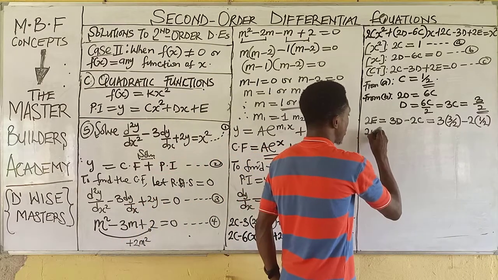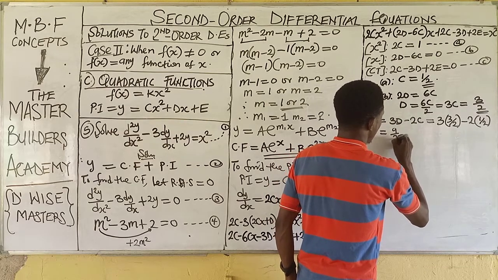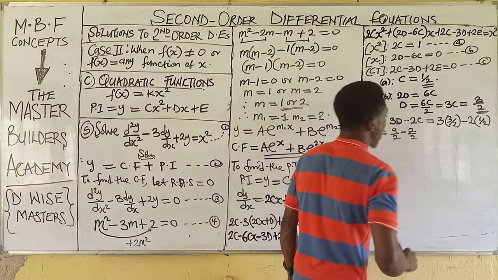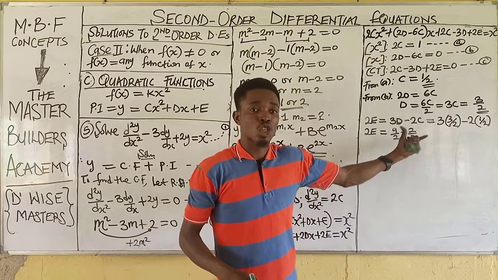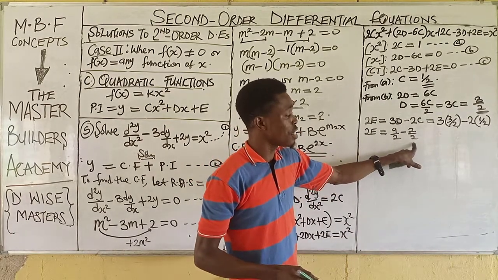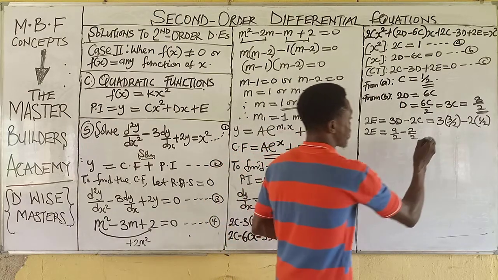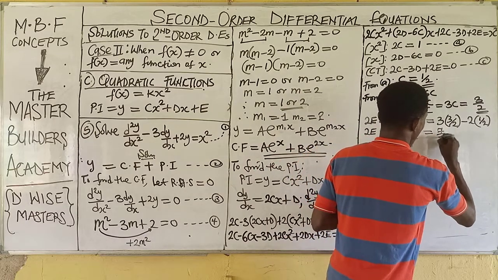We therefore have 2e is equal to, when we multiply the numerator, 9 over 2. And when we also multiply the numerator, we have 2 over 2. Now, anytime you have equal denominators, you can subtract or add the numerators. The denominator here is 2, the denominator here is equally 2. So let's find the difference of the numerators, and 9 minus 2 would give us 7 over 2.